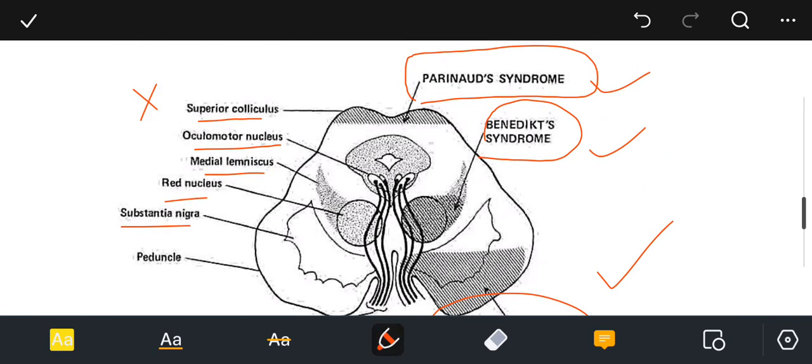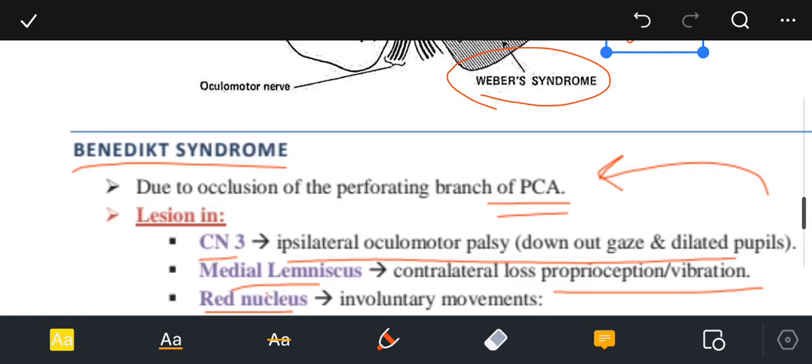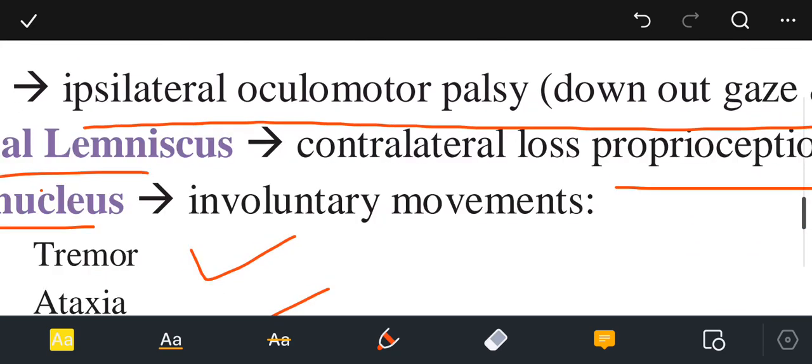So this is the area. This is involving the cranial nerve 3, the red nucleus, and the medial lemniscus. These three things are gone in Benedict syndrome, and each of them will have a separate finding which we have discussed in the text.